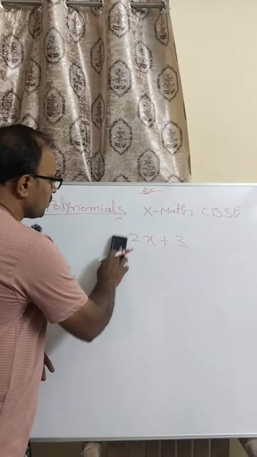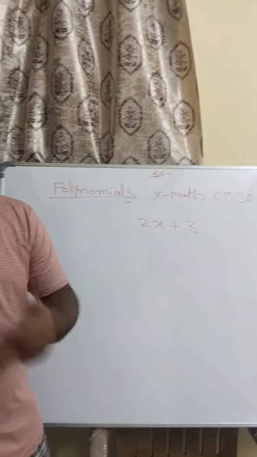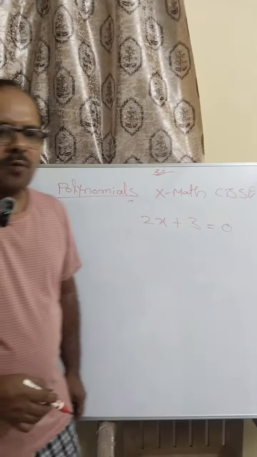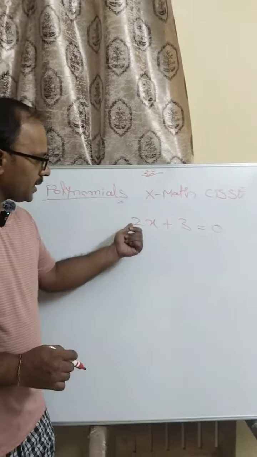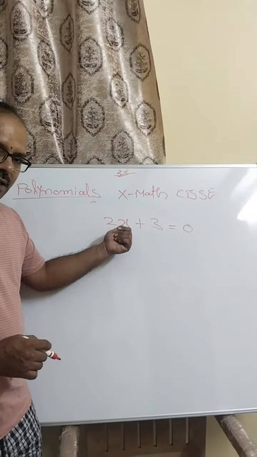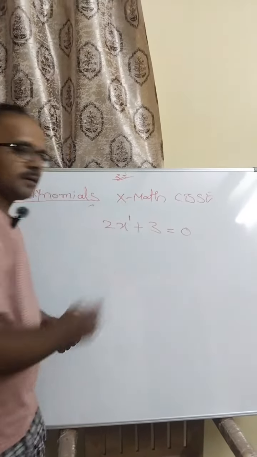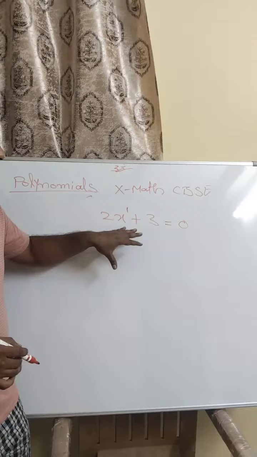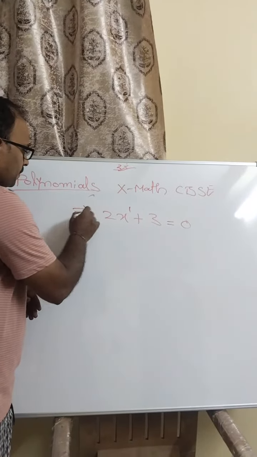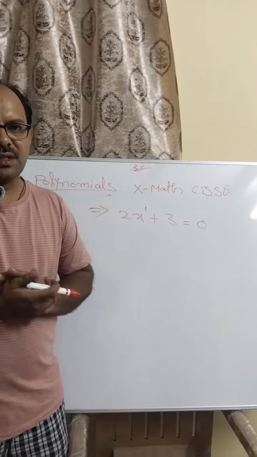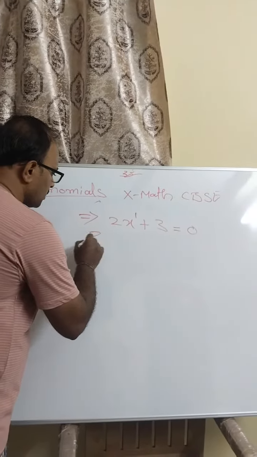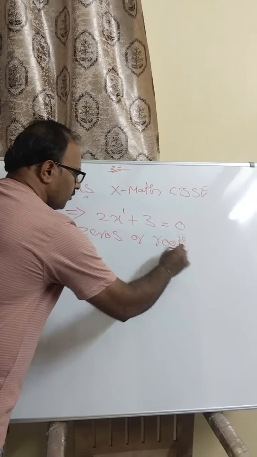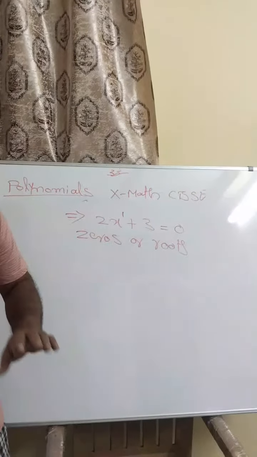Before we discuss the polynomial with 2 variables, let us go deeper into the single variable polynomial. Here this is a polynomial of order 1, because 2x power 1 plus 3 equals 0. Now one important aspect of this equation is finding the zeros or roots of the expression or equation.